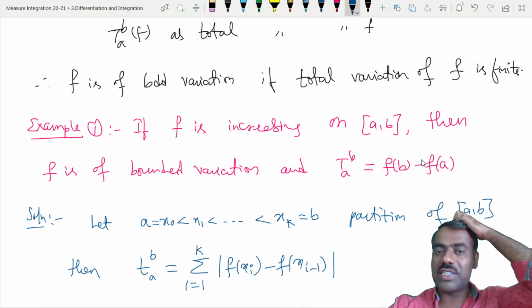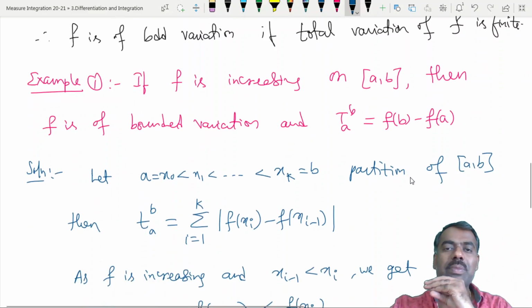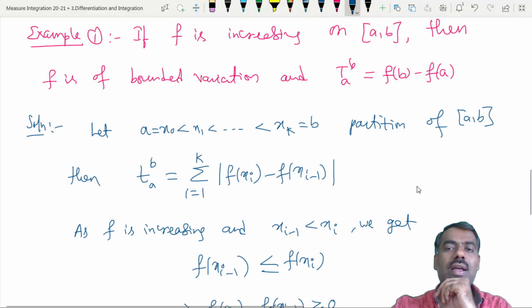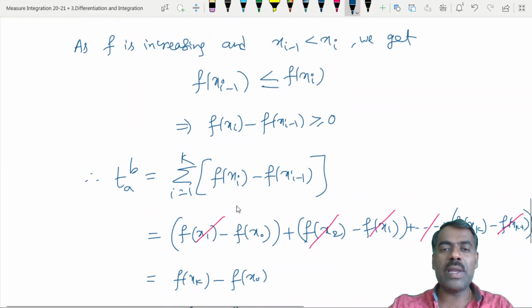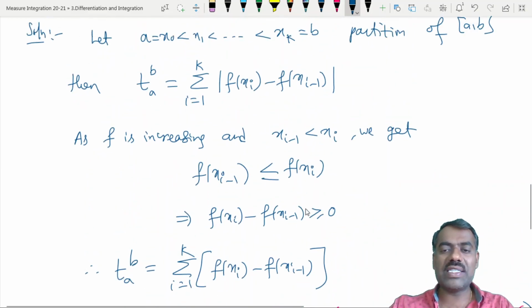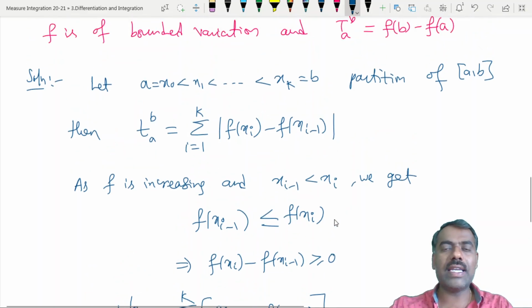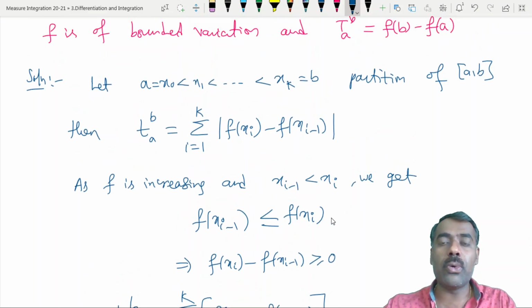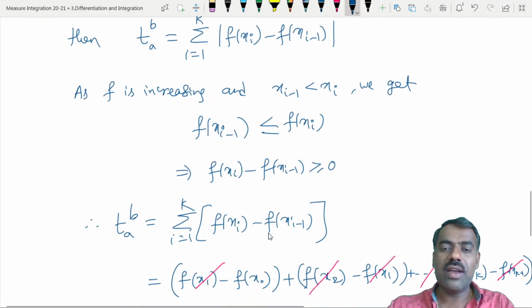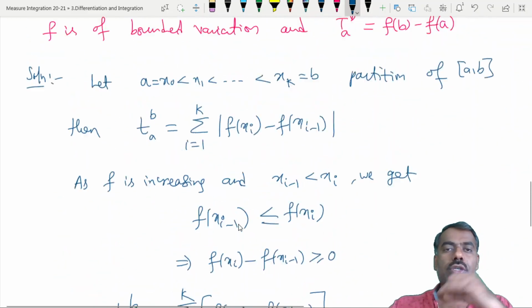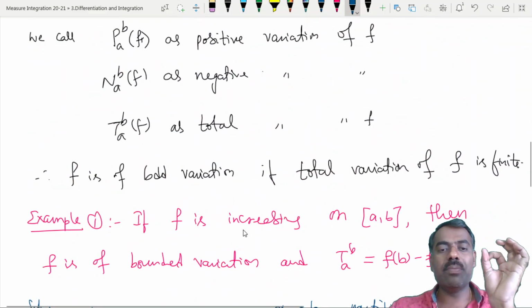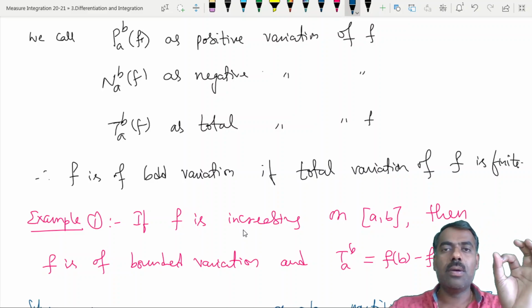What can you say about a decreasing function? Similarly, you can try. Where is the difference? Only in place of f of xi minus f of xi minus 1, this value will become less than or equal to 0, right? So mod x, if x is less than or equal to 0, is minus x. So here you will have f of xi minus 1 minus f of xi. That means the only thing is f of a minus f of b you will get. So no matter whether it is increasing or decreasing, every monotone function is of bounded variation. Is that clear?